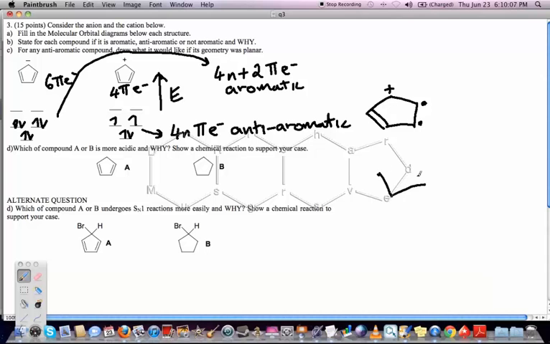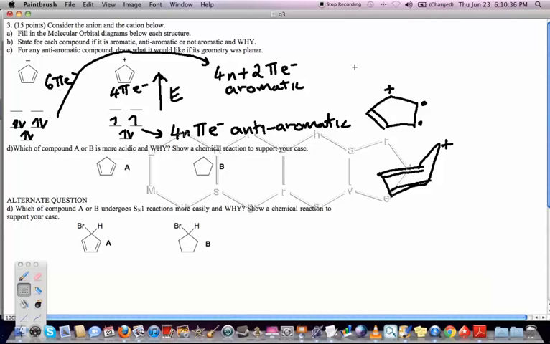If it did exist, it would exist in something that looked more like this. I'll try and draw this in a 3-dimensional kind of situation. It would probably try and bend out of the plane and put the positive charge up here. And if it did, then these could just bond as double bonds, because this wouldn't be subject to being anti-aromatic if it wasn't flat. It's only when it's flat that these 2 electrons have to be unbonded the way they are here. Alright, so that answers parts A, B, and C.